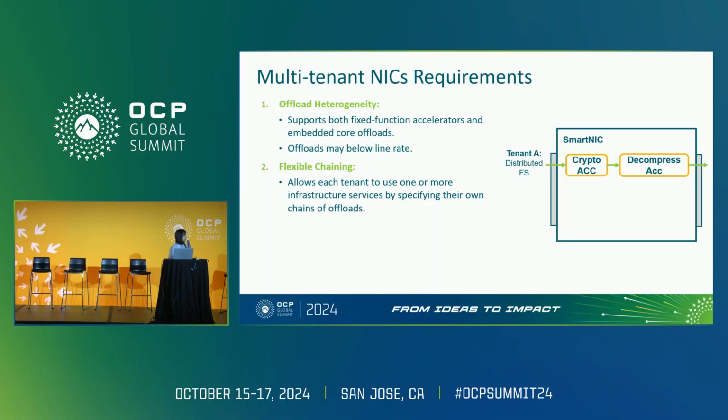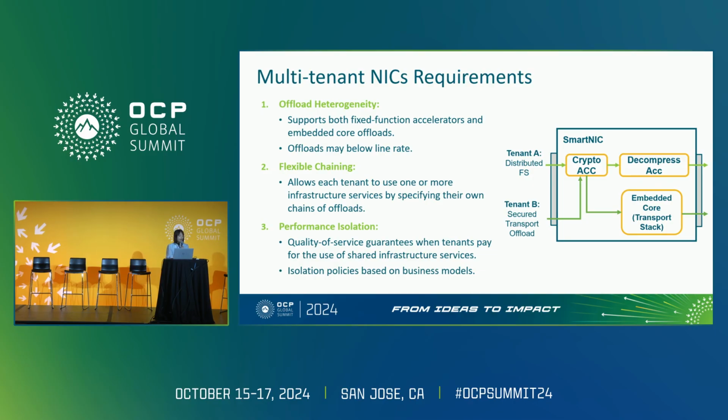Here is an example. Tenant A is running a distributed file system that wants to use the crypto accelerator and the decompression accelerator on the SmartNIC. And we also have another tenant B that is running a secure transport offload that wants to use the crypto accelerator and also use the embedded CPU core resources on the NIC to run part of the transport stack. And the last requirement is performance isolation.